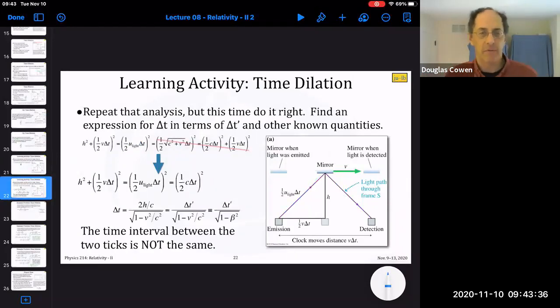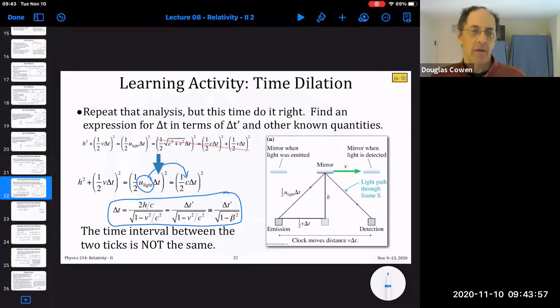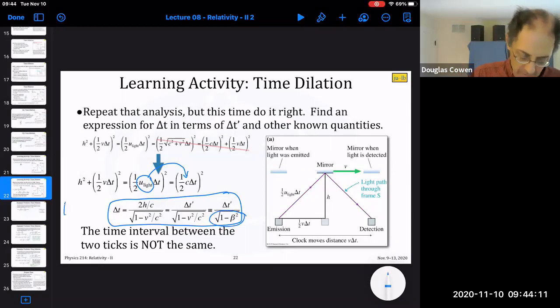All right, so let's do that and see what happens. The derivation now is a lot simpler, but it has very big implications. So for u light, we're just going to put in c. And now, if we solve for delta t, we see that delta t and delta t prime are not the same. Before, we showed that they were both 2h over c. But now what we see is that they are slightly different. And they're different by this factor of the square root of 1 minus beta squared, where beta is defined as the ratio of the velocity divided by the speed of light. It's a convenient thing to use, particularly when we have all these v squared over c squareds floating around. Just replace them with betas.